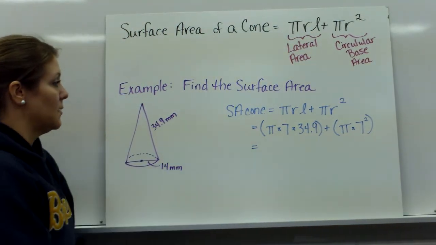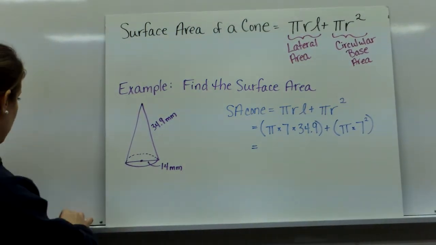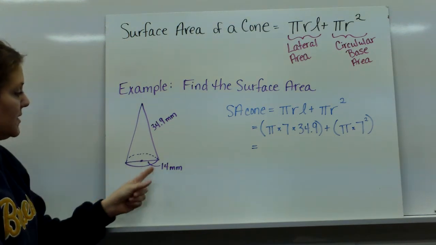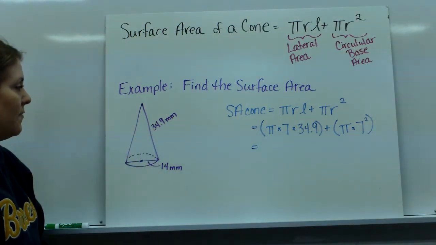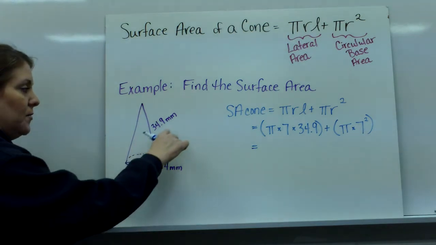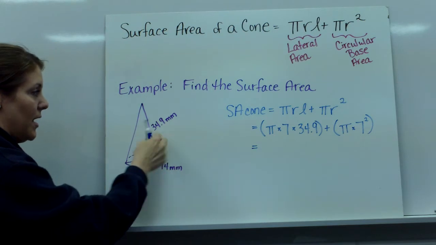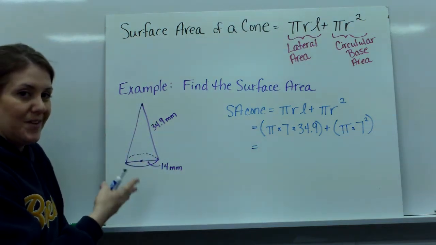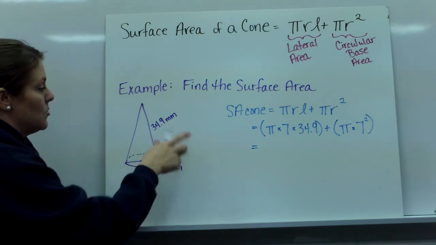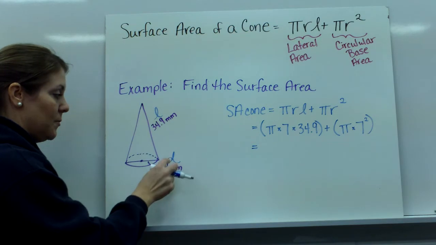So let's look at an example. We have this particular cone. In this example, you have a diameter of 14 millimeters and you have a lateral height of 34.9. Now remember, that's the lateral height because it's not that perpendicular height that we're used to seeing labeled on the inside of the cone. So this is your L, and this is a diameter.